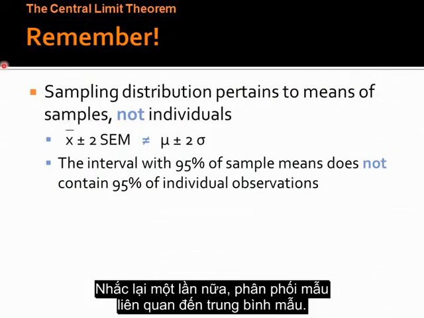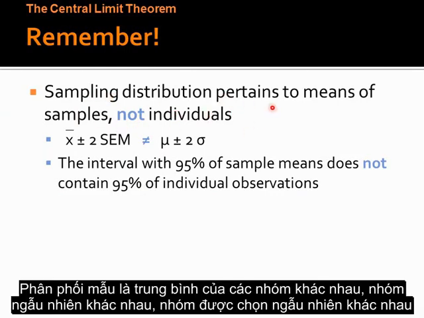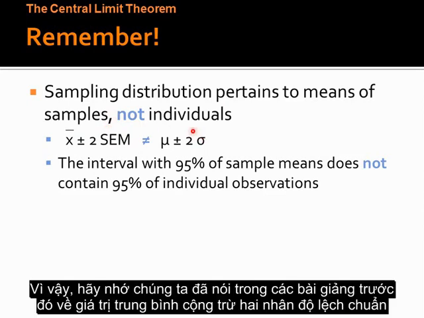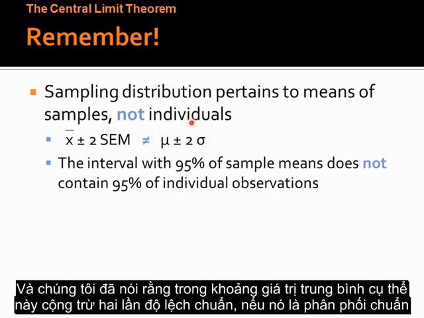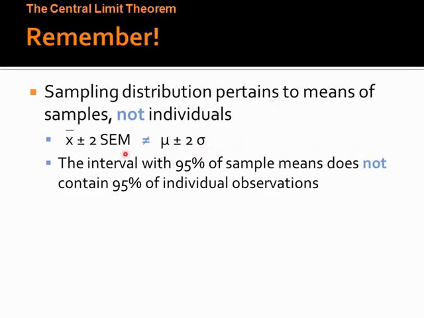Now, another reminder once again, the sampling distribution pertains to the means of samples, right? Not individuals. The sampling distribution is the means of different groups, different randomly selected groups, and not the individuals themselves. So remember, we talked in the earlier lectures about mean plus minus 2 standard deviations, and we said that in between this range, if it is normally distributed, lie around 95% of all values, 95% of all individuals, right?